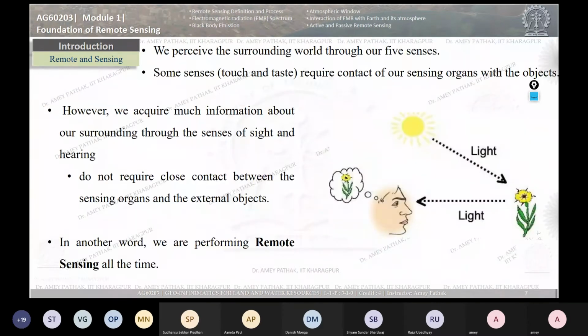Now coming to remote sensing, as I said, we perceive our reality or surrounding world through our five senses, out of which some senses require contact and some do not. For example, touch and taste require physical contact with the phenomena under observation, whereas sight and hearing do not require close contact between the sensing organs and the external objects. So in a nutshell, we are also doing remote sensing.